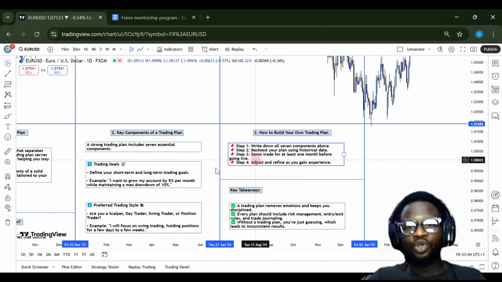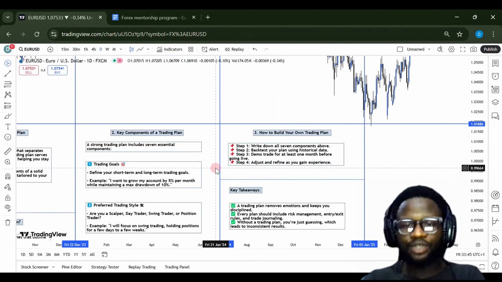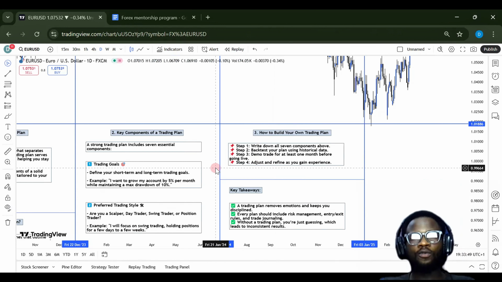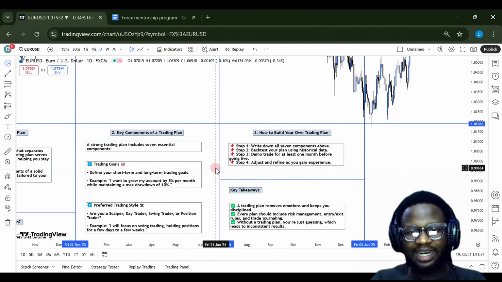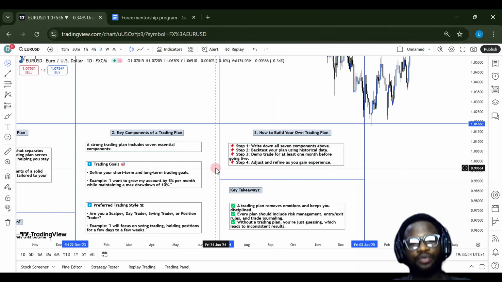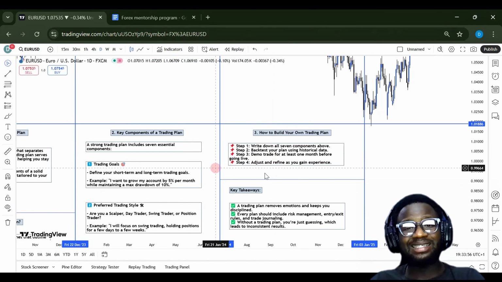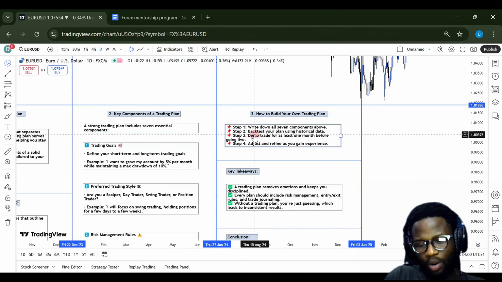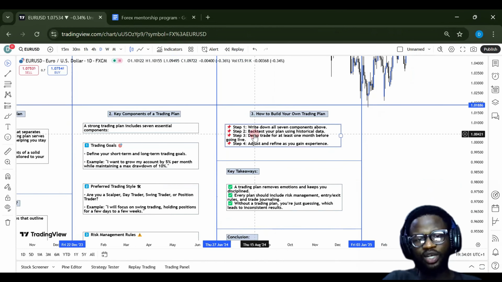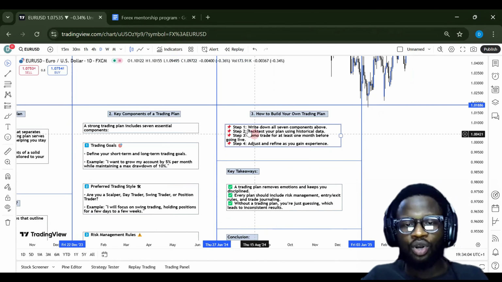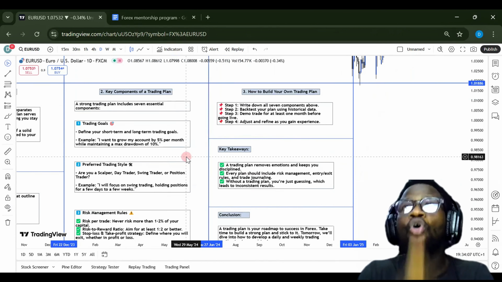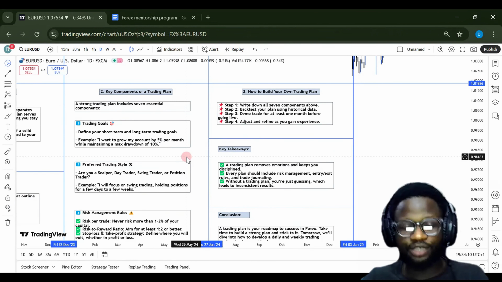All right. So backtest your plan using historical data, demo trade for at least 1 month before going live, and adjust and refine as you gain experience. Simple as that. Once you realize, oh, I can't trade this way, then you adjust and fine tune until you find your own edge. All you are trying to do is to find your own edge.